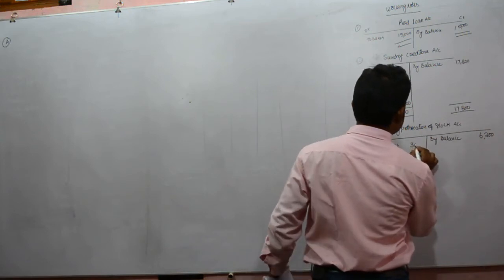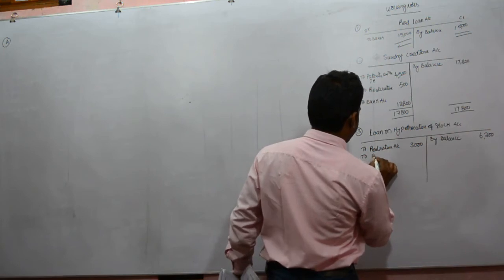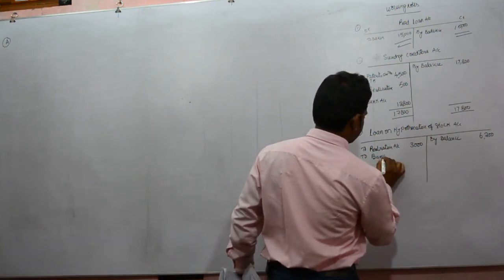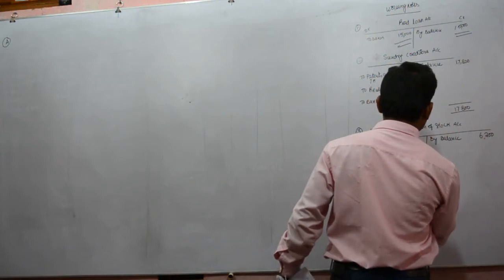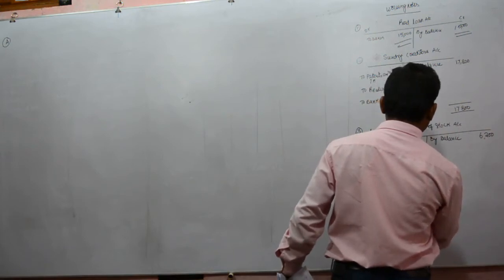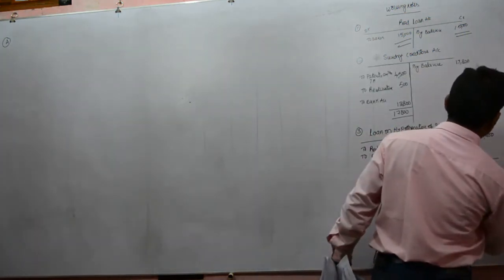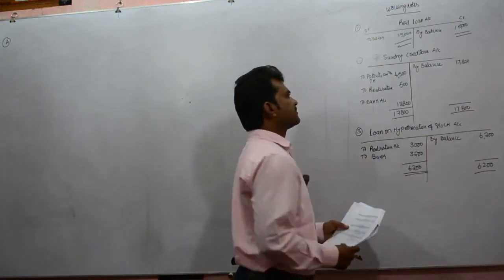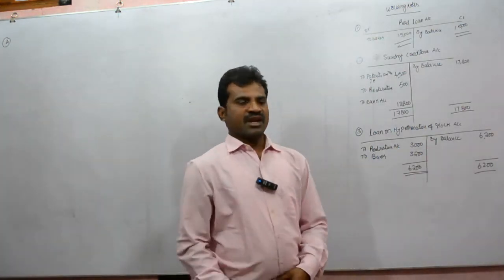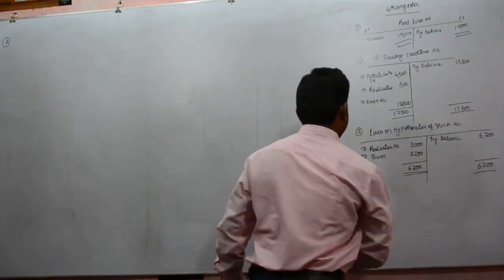$3,000. The remaining we only paid to him, to bank. 3,200. The balance is 6,200. Understand? And next, joint life policy.